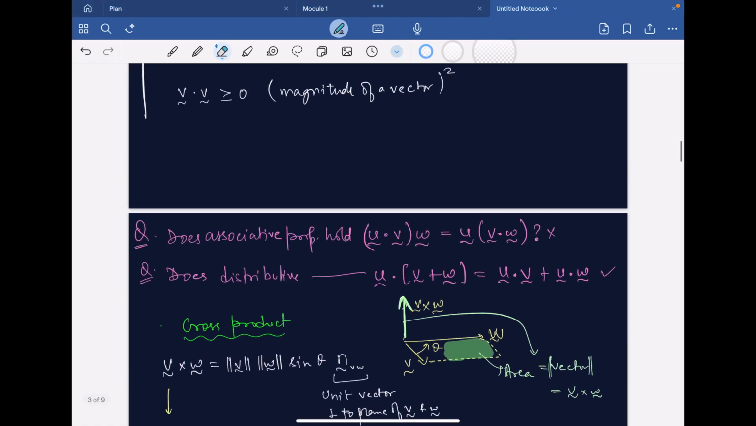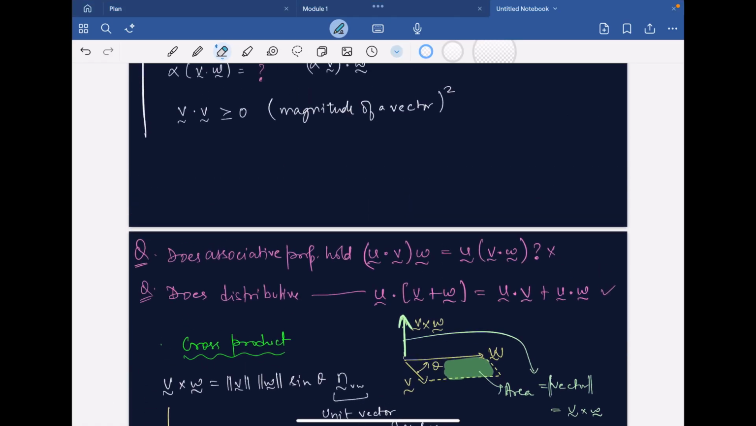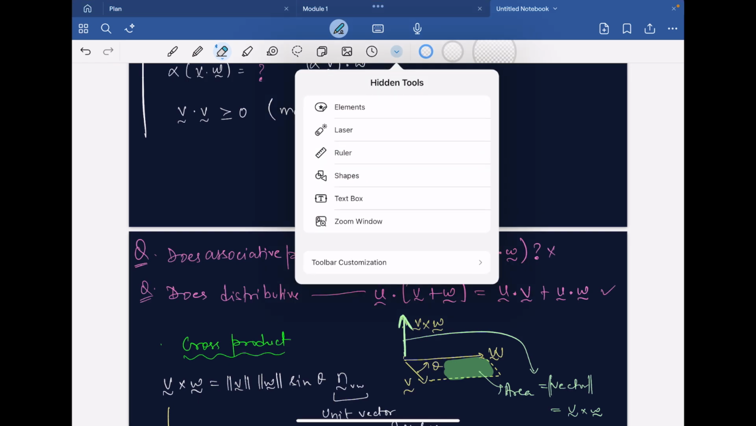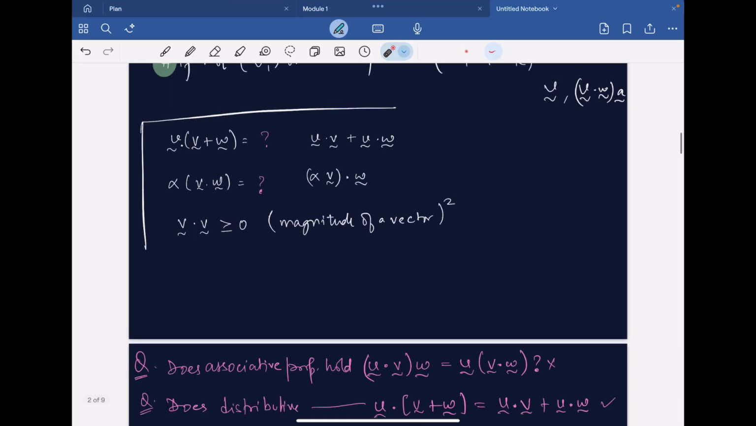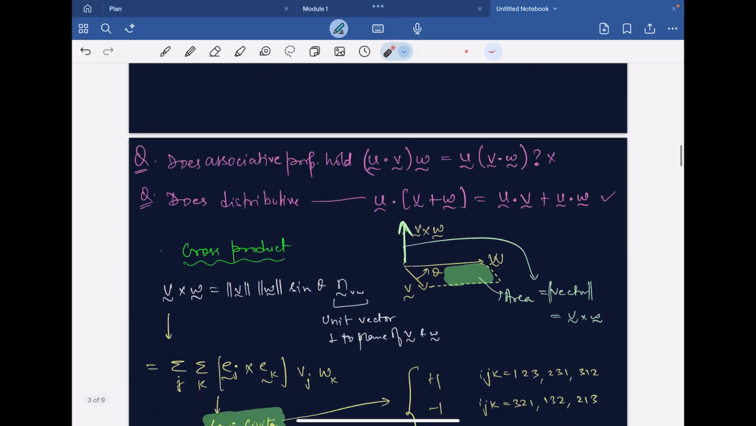Okay, so now the two questions that I ask you, you have to think about them. Does (u dot v) multiplied with w equal this? Of course not, but you have to think a bit about it though. So the dot product is not associative in this way. Is it distributive? Certainly it is, right? We already saw above.